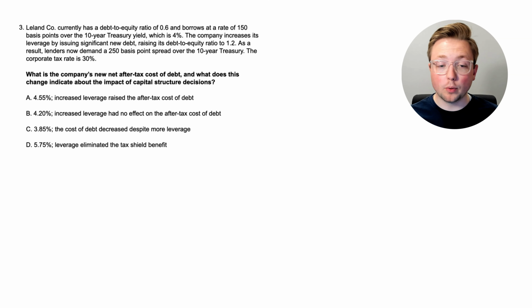So option A, 4.55%, and that's because the increased leverage raised after-tax cost of debt. Option B, 4.2%, increased leverage had no effect on the after-tax cost of debt. Option C, 3.85%, the cost of debt decreased despite more leverage. Or option D, 5.75%, leverage eliminated the tax shield benefit.